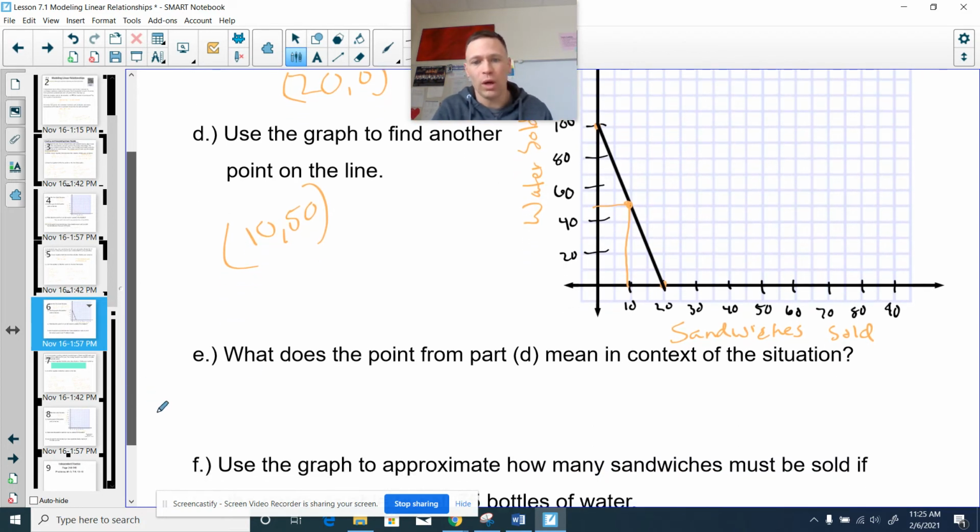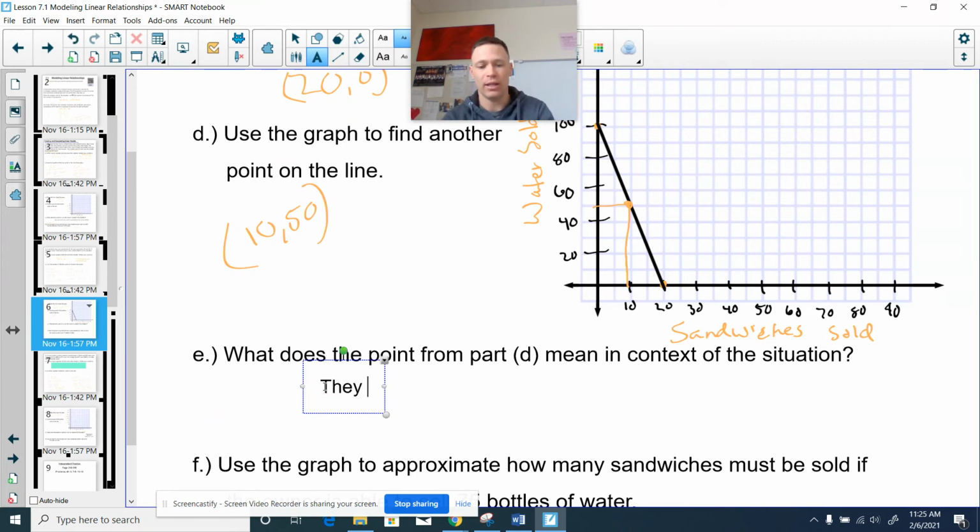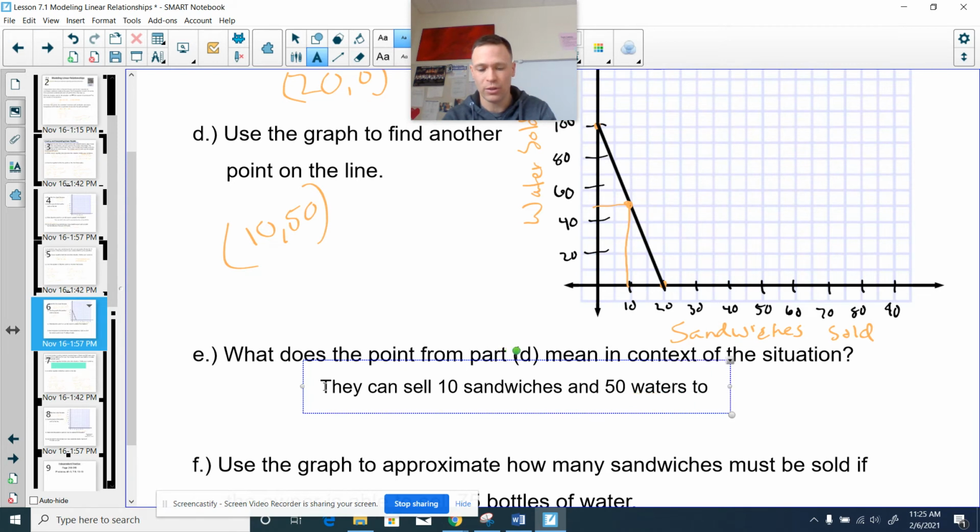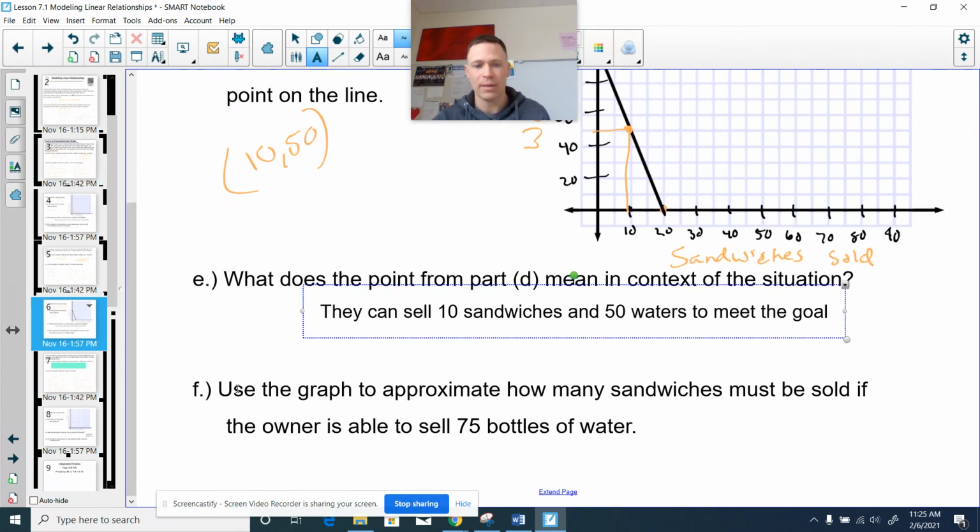And what does that point mean in the context of the situation? Well, that means they can sell 10 sandwiches and 50 waters to meet a goal, or to earn $100, or however you want to say that. Okay, that was my x and y value. And the same kind of questions as before.